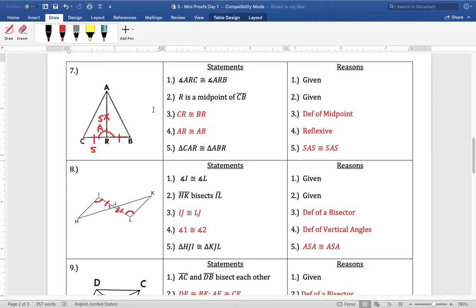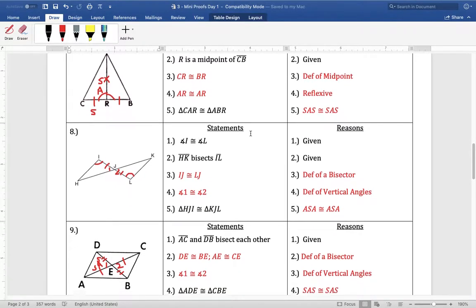Number 7, based on the midpoint, you could see I labeled the two congruent pieces on the bottom, CR and BR, definition of midpoint. And then there's that reflexive piece we keep seeing. So that was that new thing today. AR is congruent to AR, that's reflexive, and the two triangles are congruent by what we call side angle side. So that was a pretty straightforward proof. You're kind of noticing a lot of common steps and procedures here.